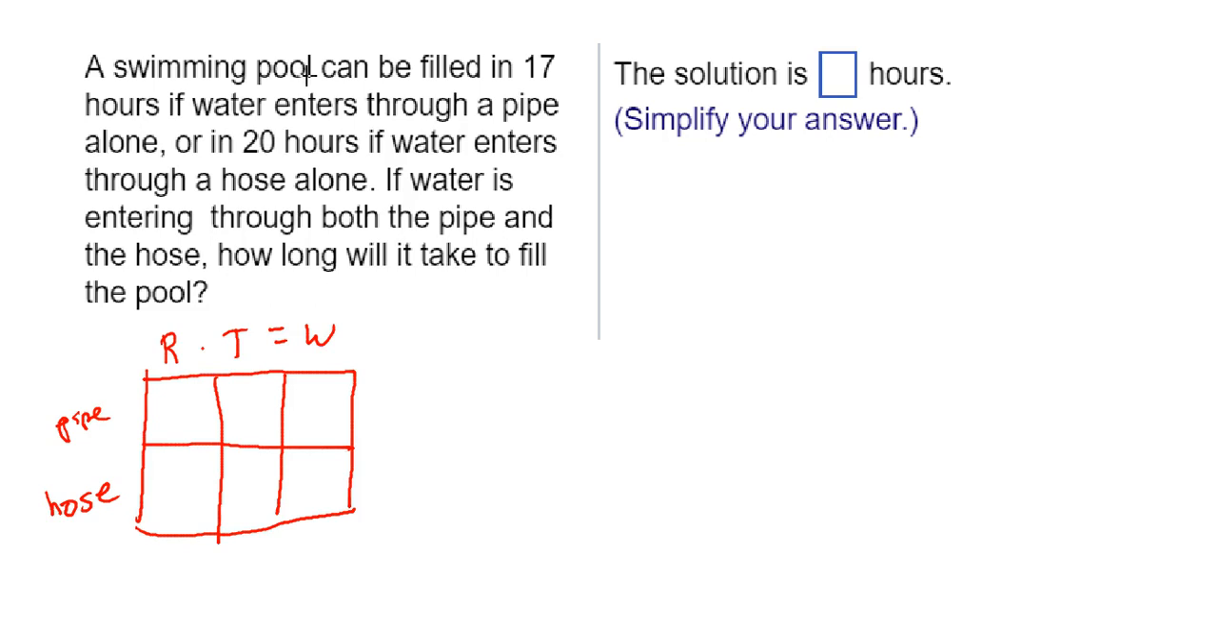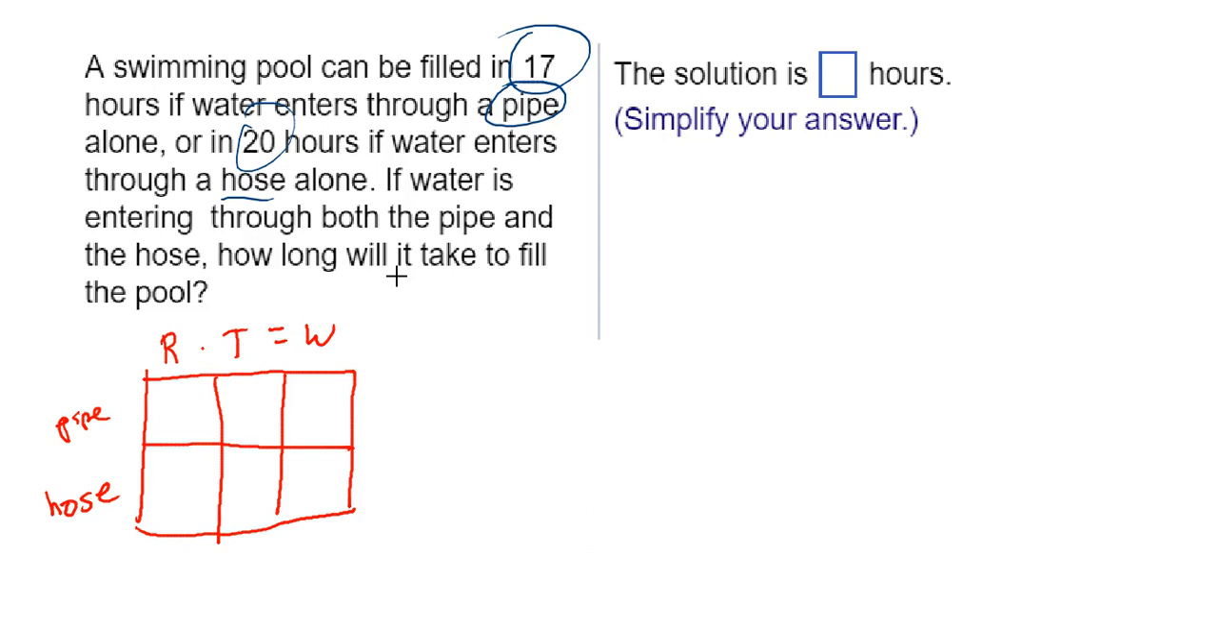We're being told here that the swimming pool can be filled in 17 hours through the pipe, 20 hours through just the hose, right? So these are if they were working alone. If the pipe was working on its own, it would take 17 hours. If the hose was working on its own, it would take 20 hours. Even though that looks like it's a time, and it is, right? 20 hours is a time. That information is being provided to tell us the speed of each of these things, right?